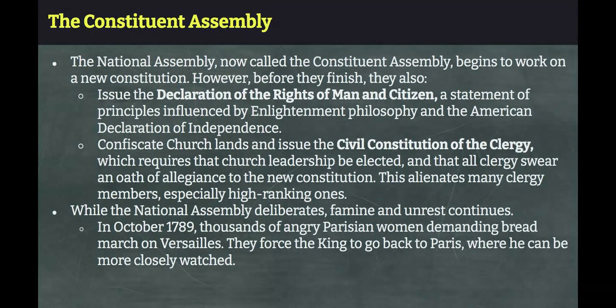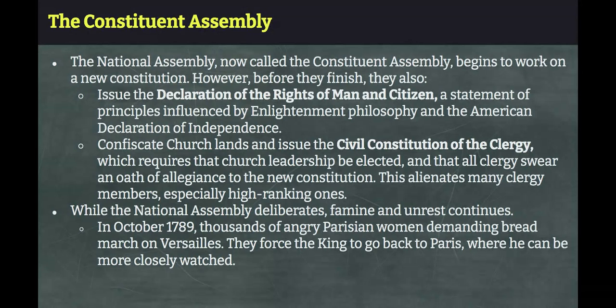All right. So the National Assembly, now that they're in charge, so remember, they were the group that split off from the Estates General, right? And they've decided to write a constitution. They actually renamed themselves. They call themselves the Constituent Assembly because they're writing a new constitution. So they get to work on that right away. But before they finish the Constitution, they also publish a number of other really important documents.